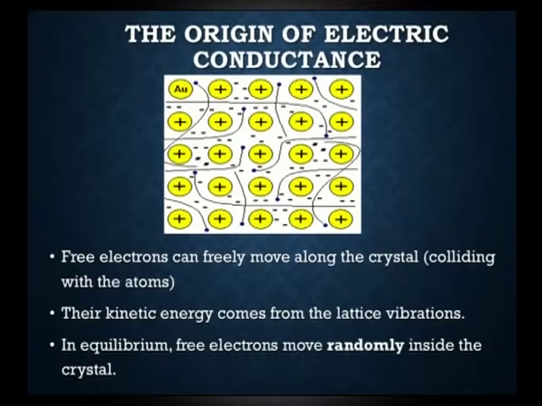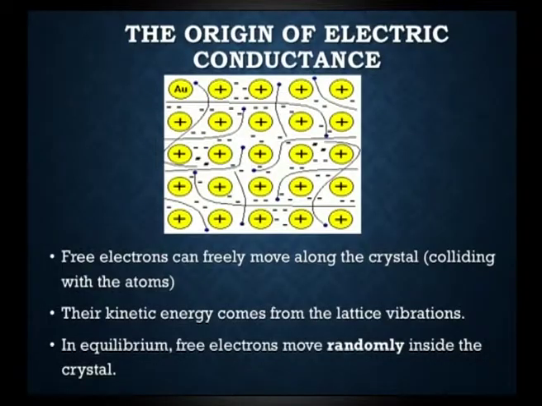So, next we move on to another concept, that is the origin of electric conductance. Now onwards we are going to concentrate on studying conductivity and mobility. For studying conductivity and mobility in a diode, we need to know some of the basic things. So, the origin of electric conductance we have to study now. How does conductance actually take place in a material?